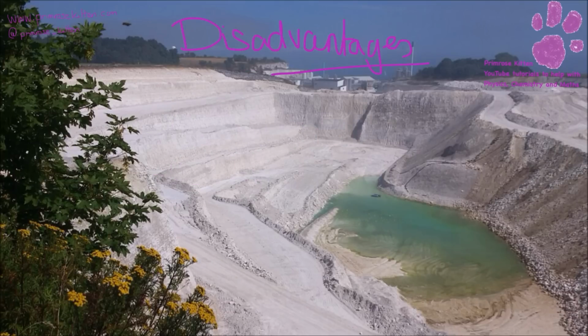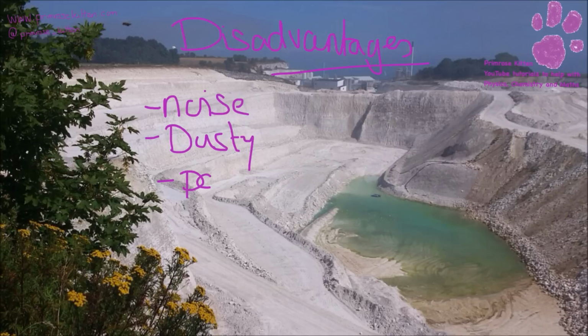There are some disadvantages to the amount of limestone that we need to dig out of the ground. First of all, it is very noisy. There's lots of explosions, lots of digging, lots of things going on. It is also very dusty. People that have asthma or other respiratory conditions are really going to suffer living next to or close to a limestone quarry because of the amount of dust that it flows up into the air.